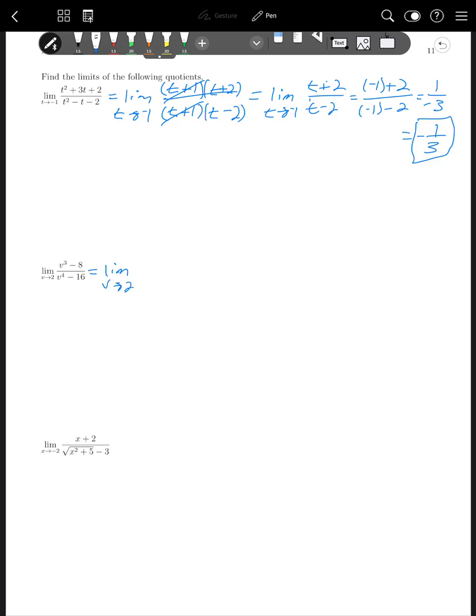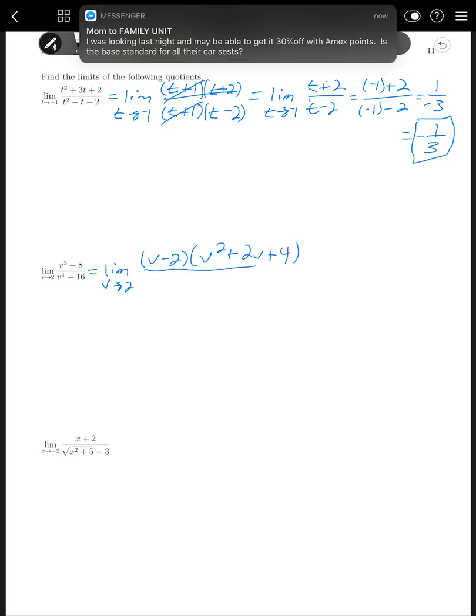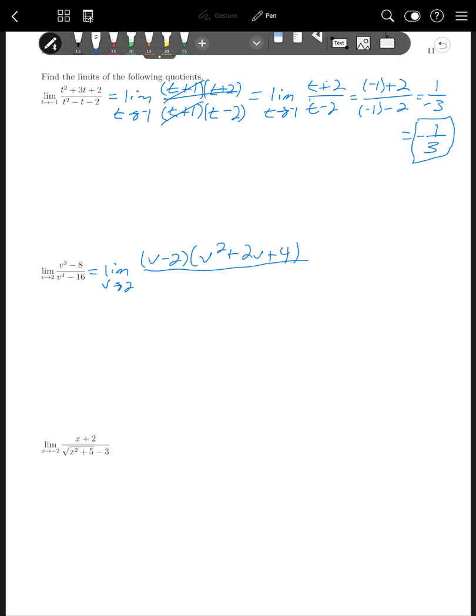To factor the top, we have to use the difference of cubes rule, which you can look up online or in chapter 1 of this book. So the difference of cubes rule says that we take whatever's being cubed minus whatever's being cubed. These are both perfect cubes. So that would factor as v minus 2 times v squared plus 2v plus 4 over, and we can factor the bottom using the difference of squares. So that factors as v squared minus 4 times v squared plus 4.